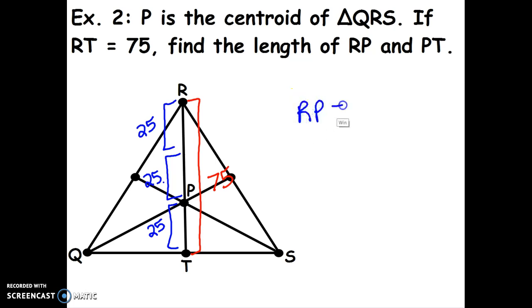What's the length of RP? RP is here. So 25 plus 25, that is 50. And the length of PT, that is 25.